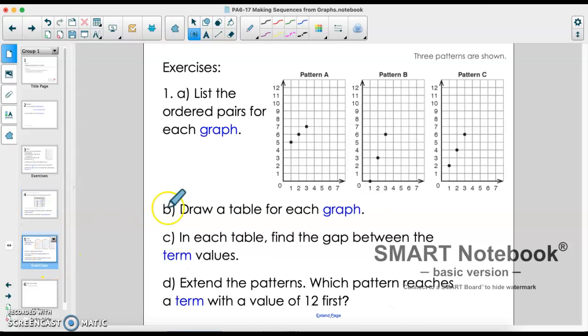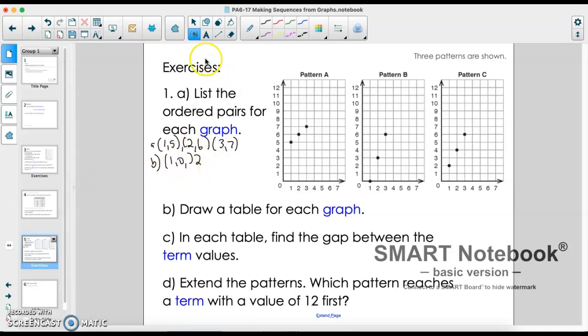So here are some exercises. We have these 3 patterns that are shown. Part A says, list the ordered pairs for each graph. I'm going to try to squish it in here as best I can. So here's A. We have (1, 5), (2, 6), and (3, 7). In B, we have (1, 0), (2, 3).